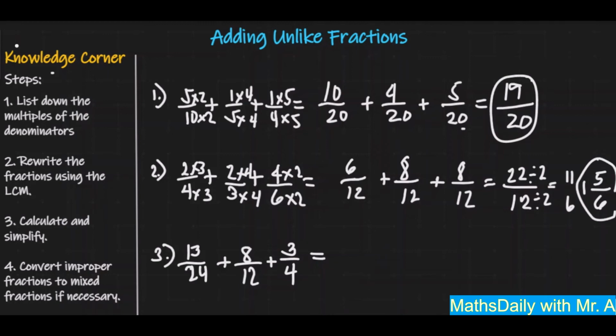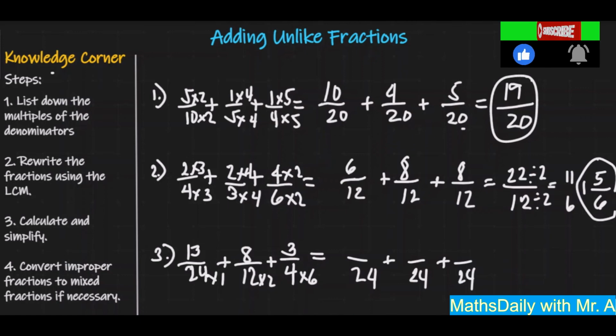Number 3. For number 3, the LCM is 24. So this is equal to over 24 plus over 24 plus over 24. Now, 24 is a product of 24 times 1, 12 times 2, 4 times 6.